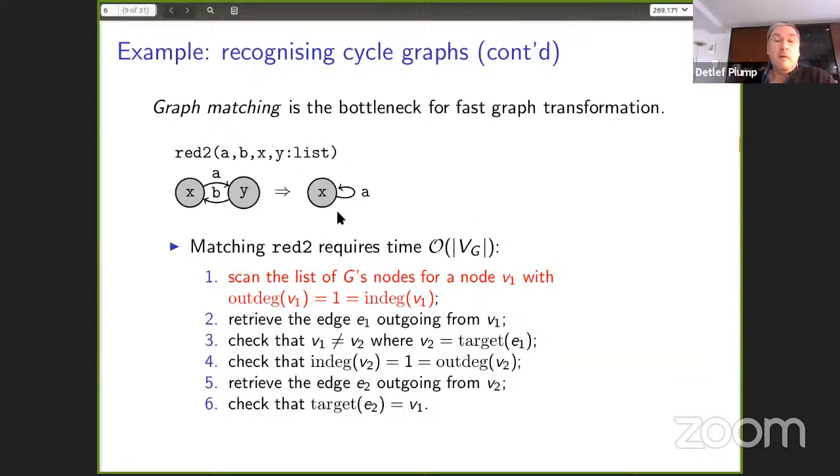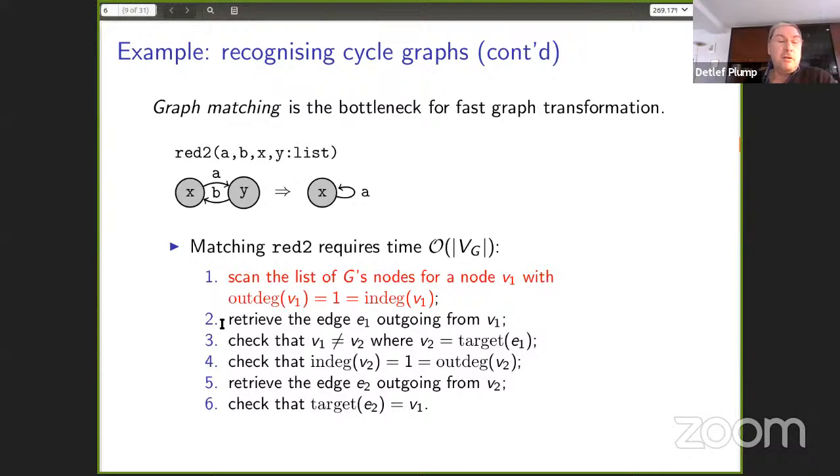Why is this? Because, and this is roughly how the matching algorithm in GP2 works, it will have to scan the list of G's nodes, so the graph data structure, to find a node, let's call it V1, which has out-degree 1 and in-degree 1. So exactly one outgoing edge and one incoming edge, which are here the outgoing and incoming edges at, let's say, the node at the left. But this is a constraint on the node. We cannot live with an arbitrary node; we need a node which has one outgoing edge and one incoming edge, and actually the two should be different. So this requires, in general, in the worst case, if it's not in the graph, a scan of the complete list of nodes of G. This shows already that the matching requires linear time.